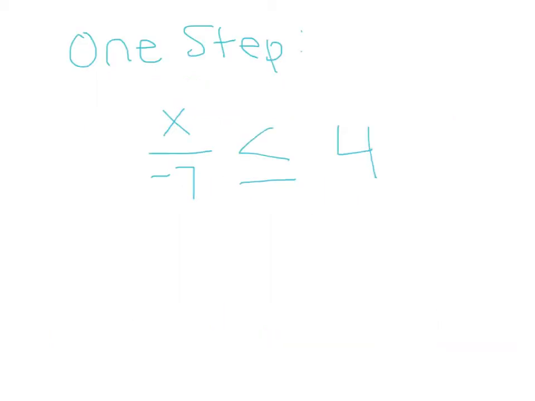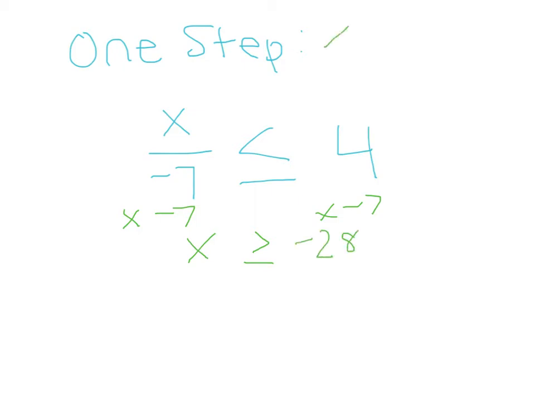Okay, so our first equation. This is our one-step inequality. You're going to start by multiplying each side by -7. Then you have to flip your sign, and you'll get x is greater than or equal to -28.